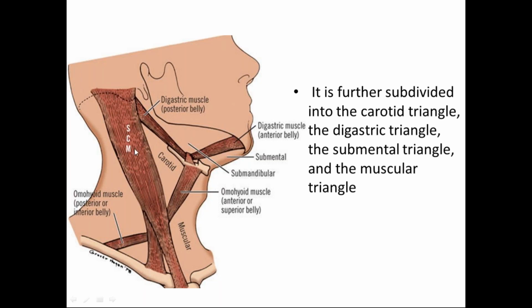We have to remember this, and this muscle also, the digastric muscle. These also form the boundaries. This is the digastric muscle, this is the omohyoid, this is the anterior belly, posterior belly. The anterior belly of omohyoid is present in the anterior triangle, the posterior belly is present in the posterior triangle. So again, the anterior triangle is divided into submental, submandibular, carotid, muscular. The posterior triangle is divided into occipital and supraclavicular.